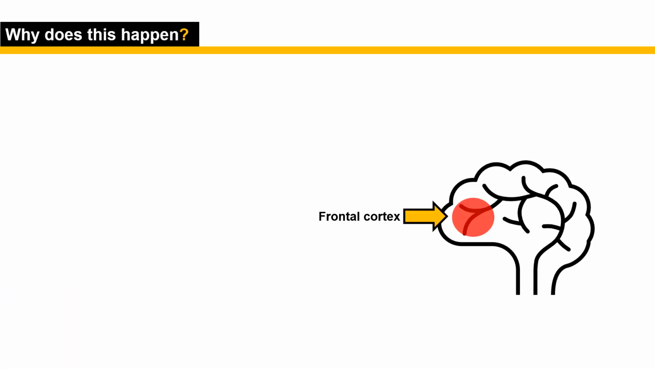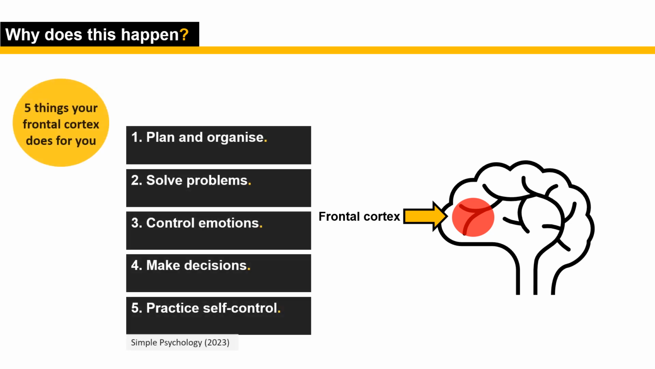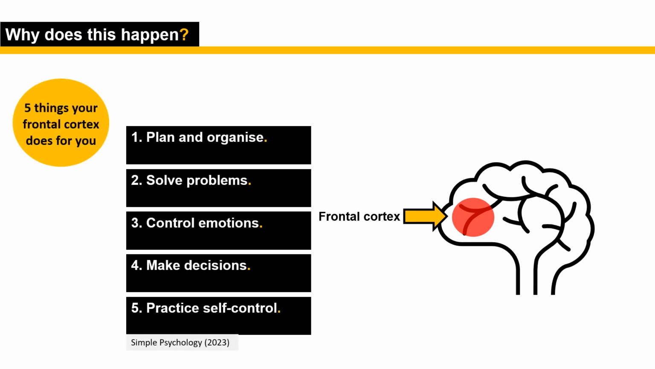Now, in terms of why this is happening, we need to explore the frontal cortex region of the brain and what alcohol does to affect that region. To understand that, we need to understand what the frontal cortex actually does. It's the very responsible part of your brain, almost like the adult part, supervising you and keeping you safe. So it will help you plan and organise, solve problems, control emotions, make decisions, and importantly, practice self-control.